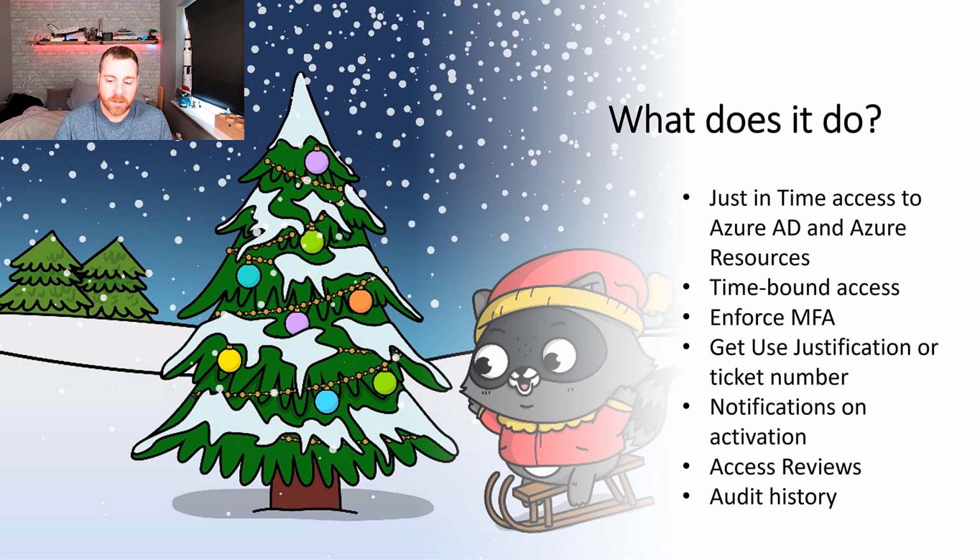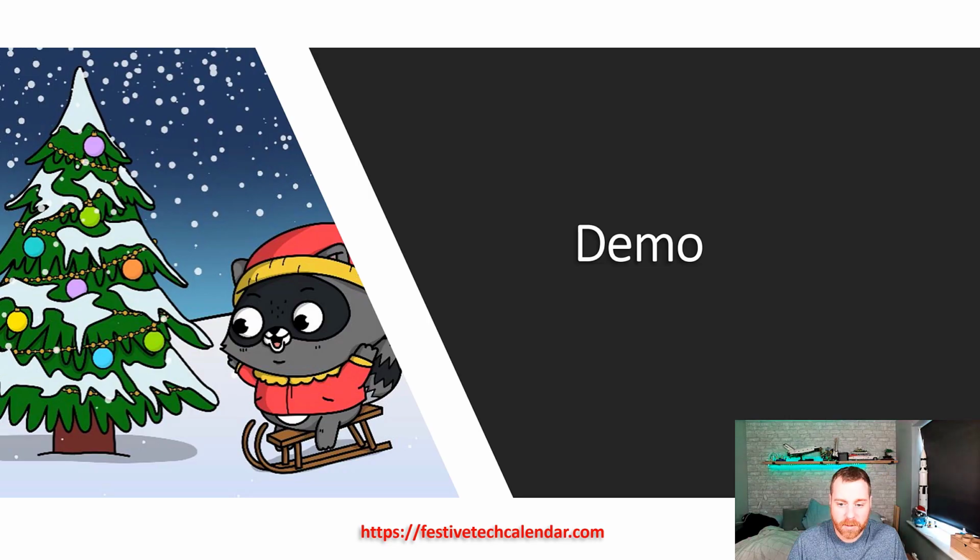Then finally, the one bit it also does is that by activating PIM, you can no longer remove that last active global admin and privileged active role assignments. So it prevents that, which again protects your tenant. So we're going to dive into a demo now. We're just going to quickly go through how you actually activate.